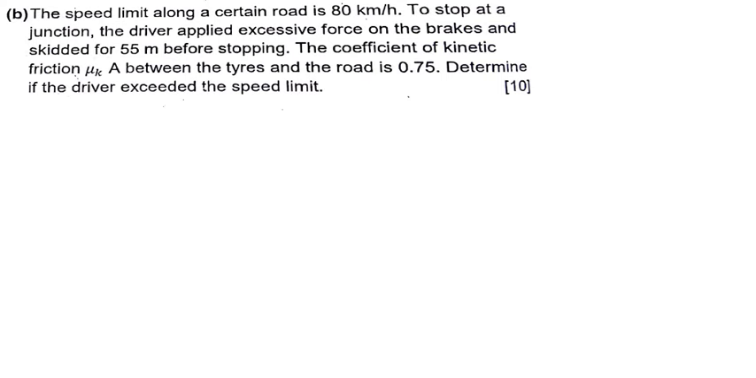The speed limit along a certain road is 80 kilometers per hour. To stop at a junction, the driver applied excessive force on the brake and skidded for 55 meters before stopping. The coefficient of kinetic friction, which is mu_k, between the tires and the road is 0.75. Determine if the driver exceeded the speed limit.